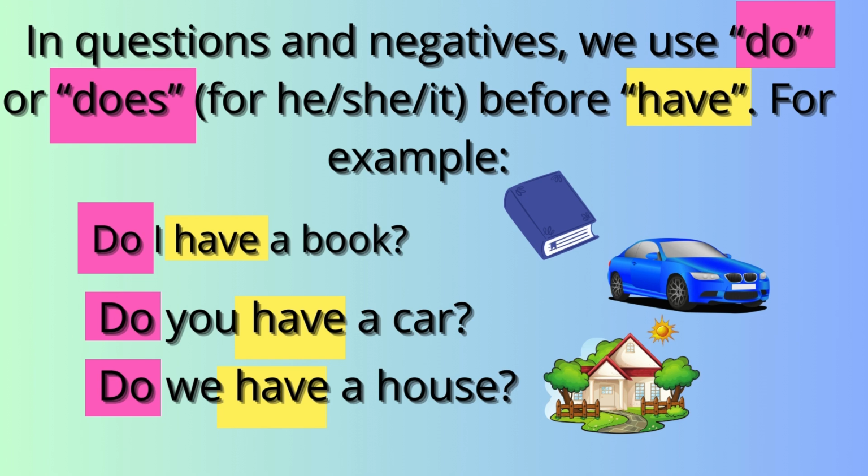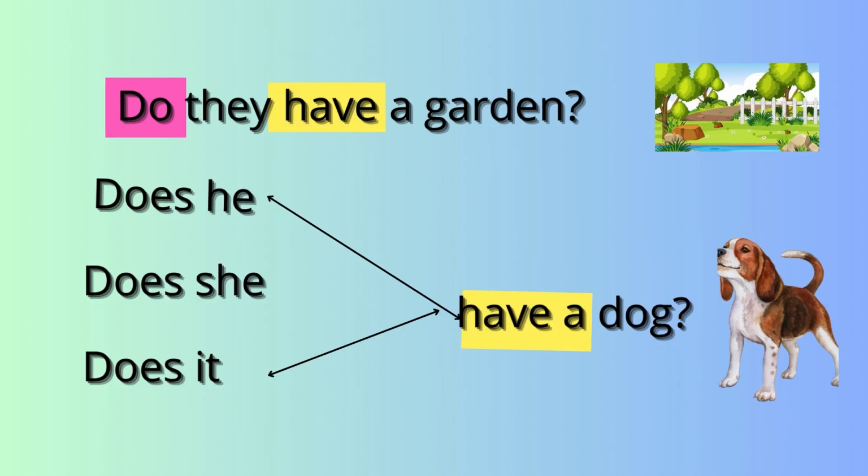In questions and negatives, we use do or does for he, she, it before have. For example, do I have a book? Do you have a car? Do we have a house? Do they have a garden? Does he have a dog? Does she have a dog? Does it have a dog?